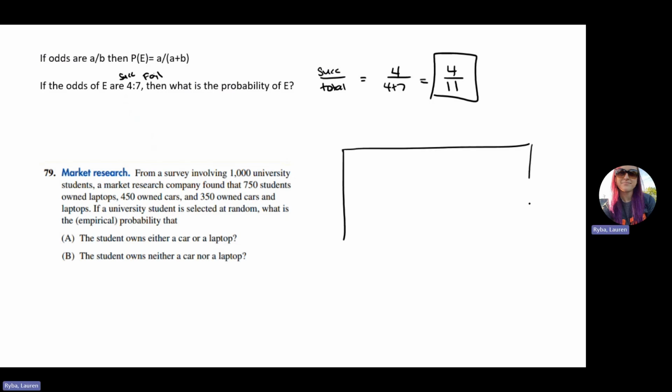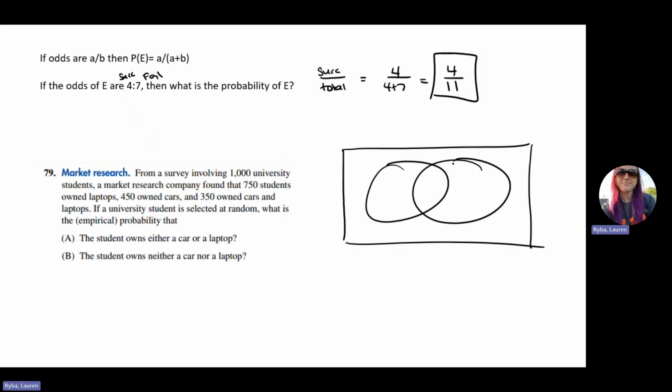So this is actually going to go back to what we did in chapter 7. We're going to draw our Venn diagram, fill in our totals so that we can then find our probabilities. So laptop, car, both are in the middle, and we always start with the both. 350 is both.